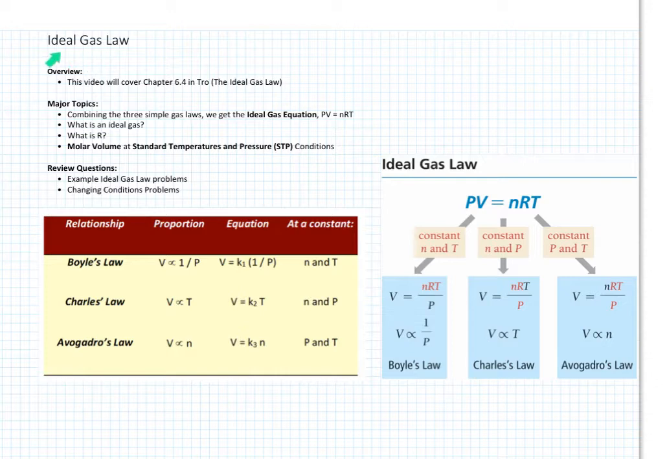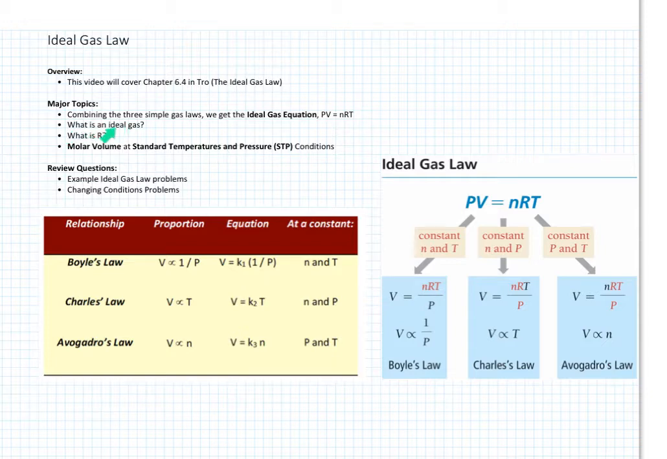Today we're going to take a look at the ideal gas law, and this video is going to cover chapter 6.4 intro, cleverly named the ideal gas law. What we're going to do is start by combining the three simple gas laws that we already saw in the prior two videos. Remember, those were called Boyle's law, Charles's law, and Avogadro's law. I'm going to show you how by simply combining those, we get a new equation which we call the ideal gas equation. You might be familiar with this, PV equals nRT, but I'll describe where that comes from.